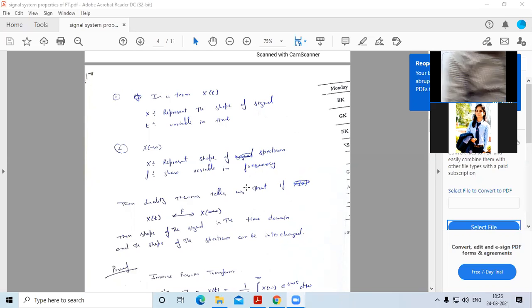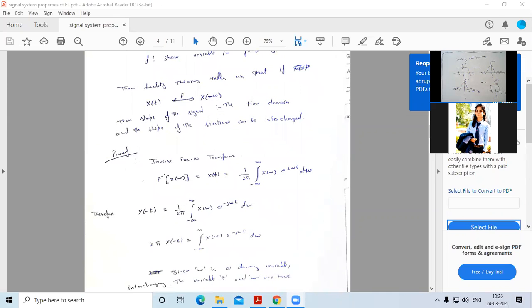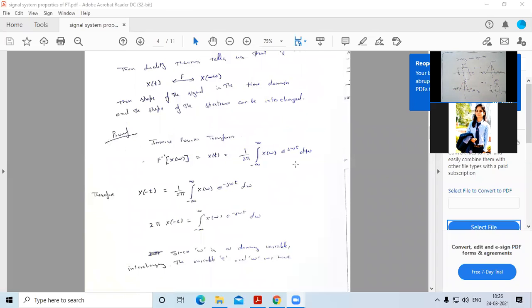Okay. So to prove this theorem, we have taken the inverse Fourier transformation. The inverse Fourier transformation is shown below. Means we will apply the inverse Fourier transformation formula here, 1 upon 2 pi, integral from minus infinity to infinity.